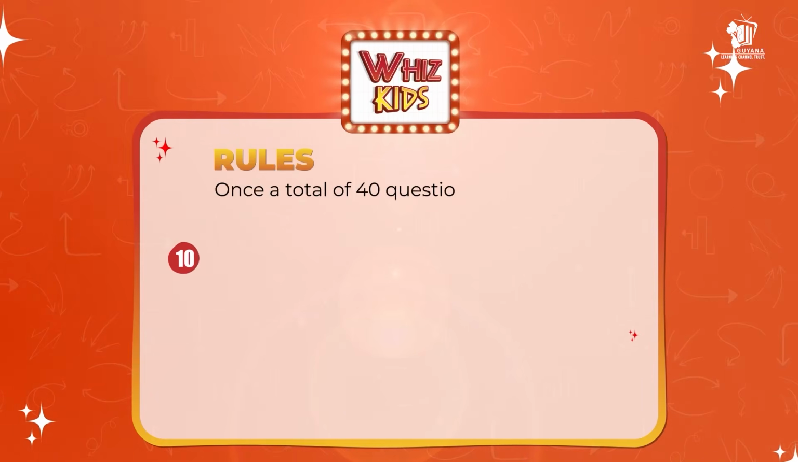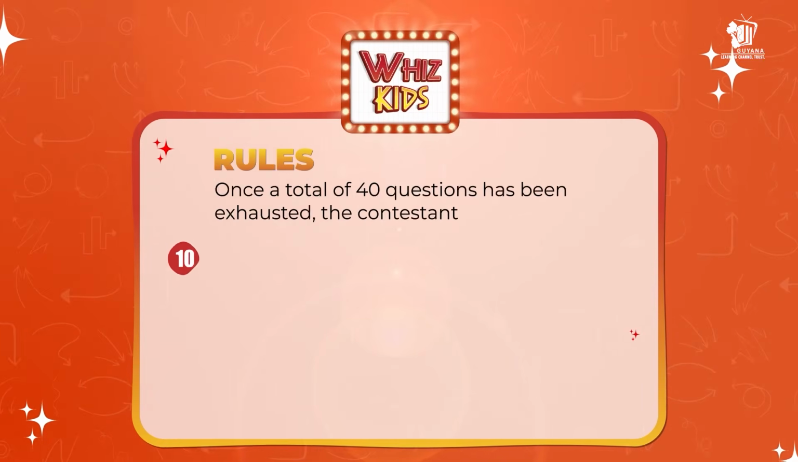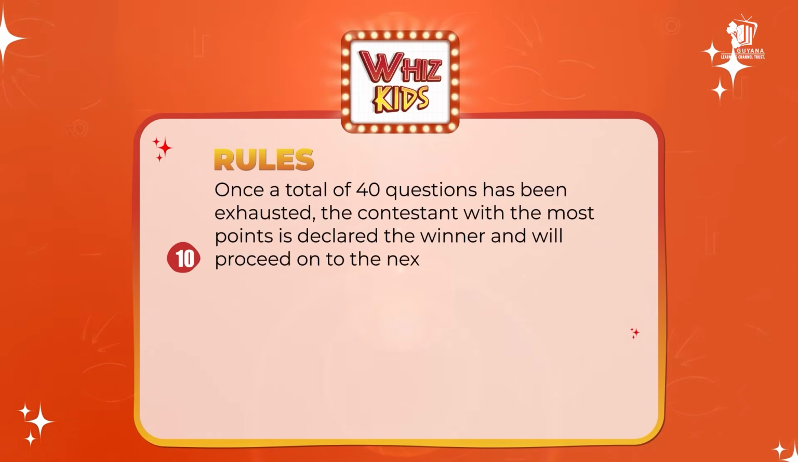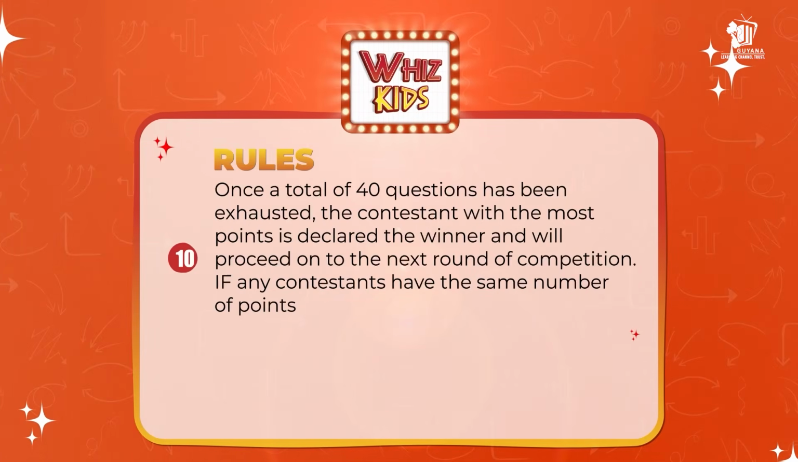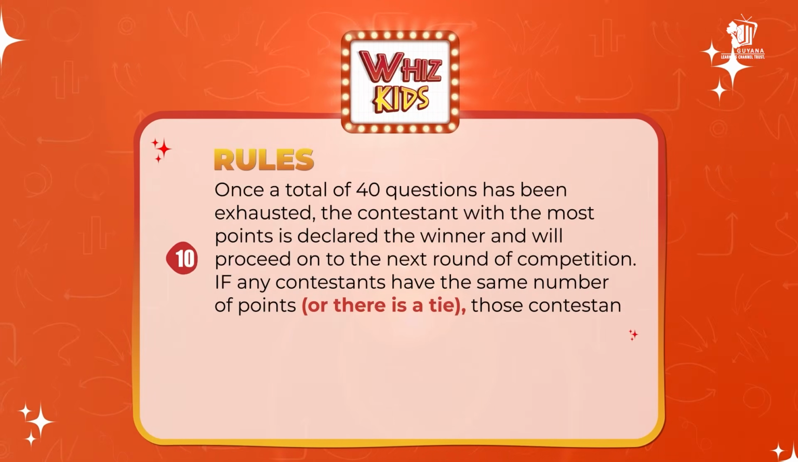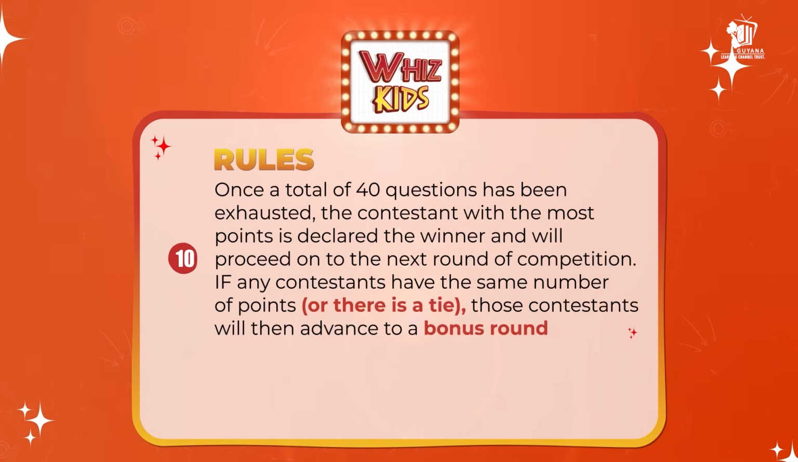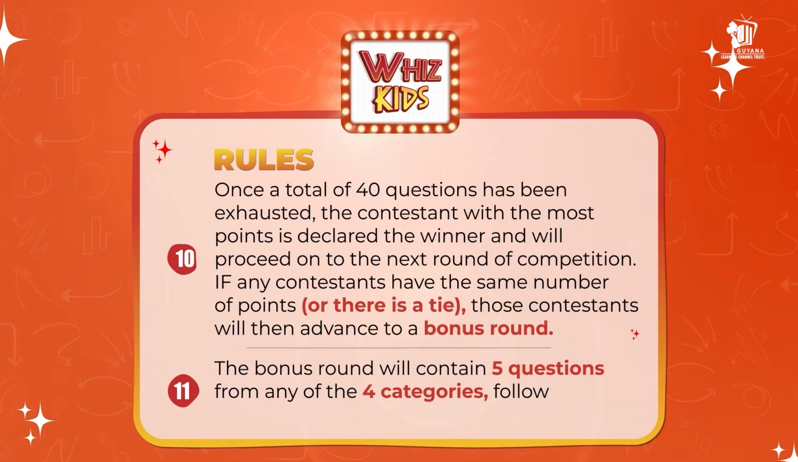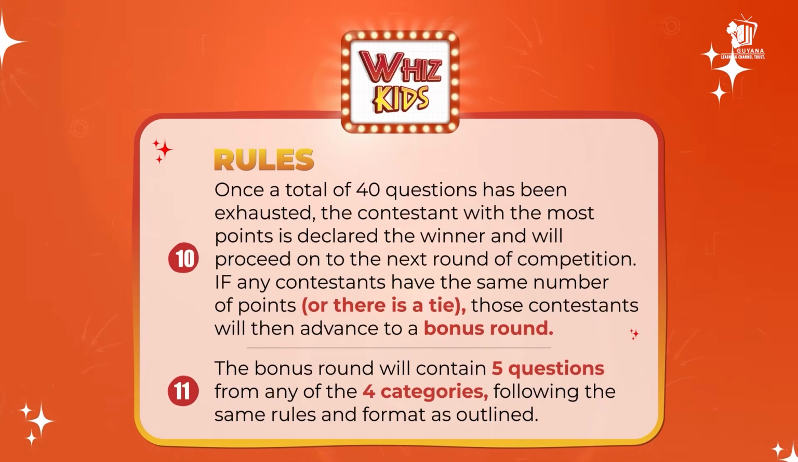Once a total of 40 questions has been exhausted, the contestant with the most points is declared the winner and will proceed on to the next round of competition. If any contestants have the same number of points or there is a tie, those contestants will then advance to a bonus round. The bonus round will contain 5 questions from any of the 4 categories, following the same rules and format as outlined.